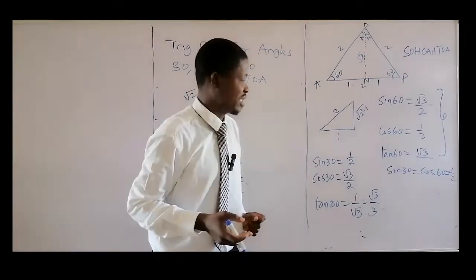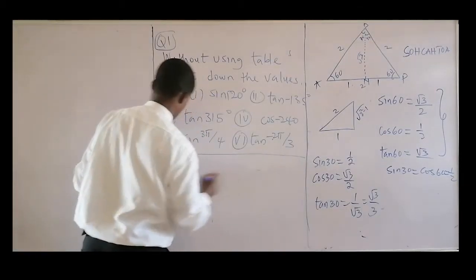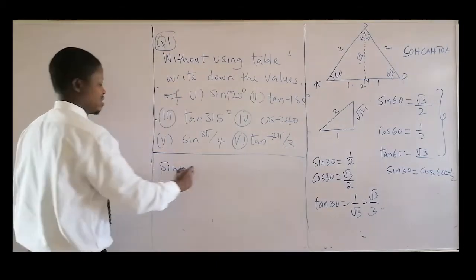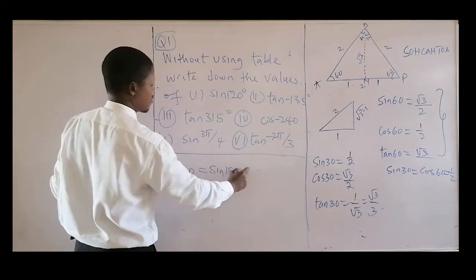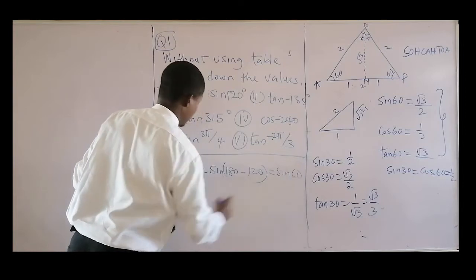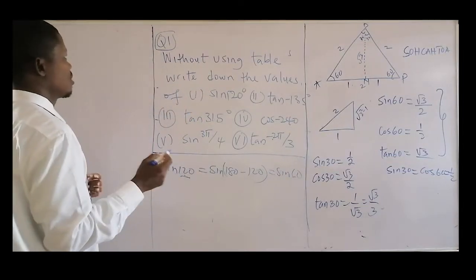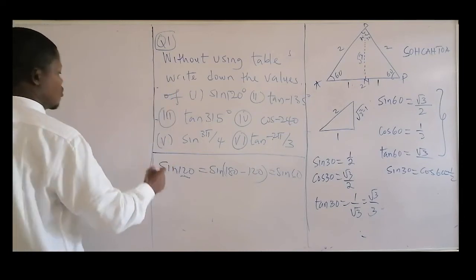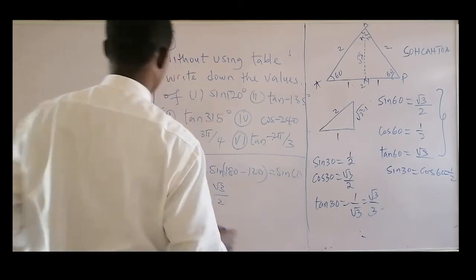Okay, so that's that on that. Let's do the applications of that. Sine 120. The value is in the second quadrant. Now we have sine of 180 minus theta. This is your theta. That's sine 60, and sine 60 is opposite over adjacent. That's root 3 over 2. Sine 60 is root 3 over 2.